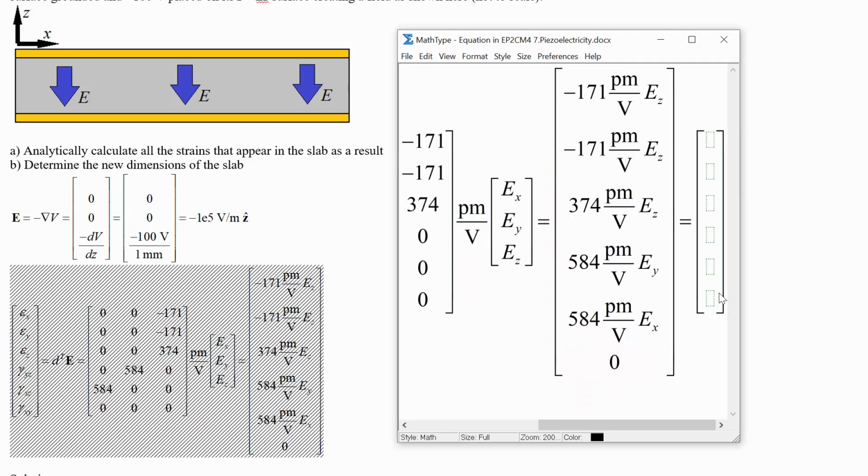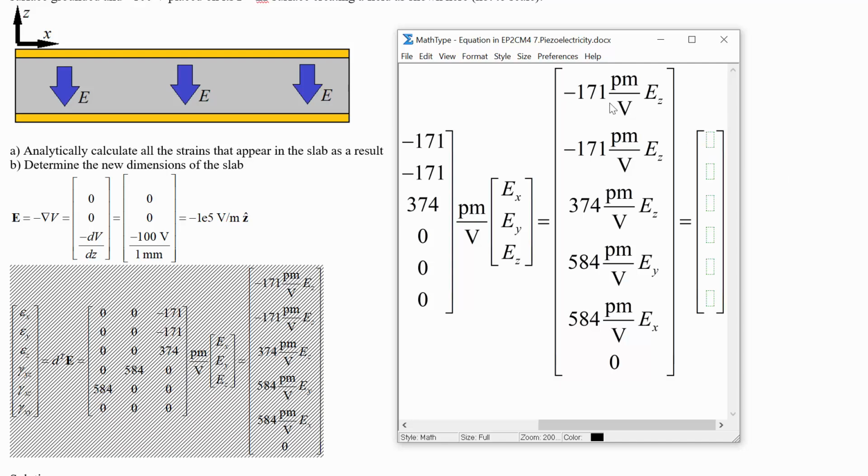a new vector, 6 by 1, whose components are now unitless because we had picometers per volt, and we're going to multiply by volts per meter. So the meters per volt will cancel with the volts per meter, but the pico, E minus 12, we're going to have to account for. So this is 171 E minus 12 multiplied by 1 E minus 5, and 10 to the negative 12 times 10 to the 5 is going to be 10 to the negative 7. So this will be positive now because the negative 171 cancels with the negative 1 E5.